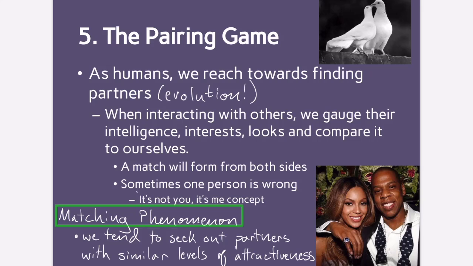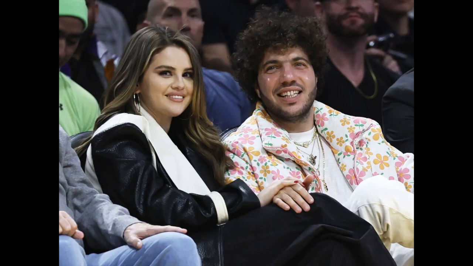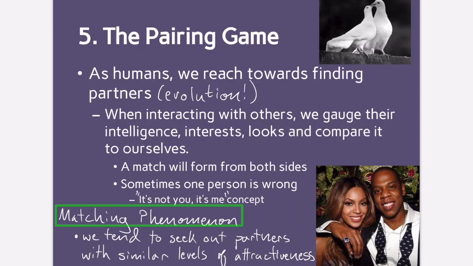All right, the pairing game. In general, as social creatures, humans tend to reach towards finding partners. So when we interact with others, we try to determine whether their intelligence, their interests, their attractiveness compares to ourselves. So we tend to seek out partners with similar attractiveness levels as us. Although sometimes, have you ever seen a couple where you're just like, he must be funny or something because she's super cute and he's just kind of... So you think there must be something else making up for it, unless you're, I guess, not shallow. So we have this pairing game where we try to find somebody who's similar to us.